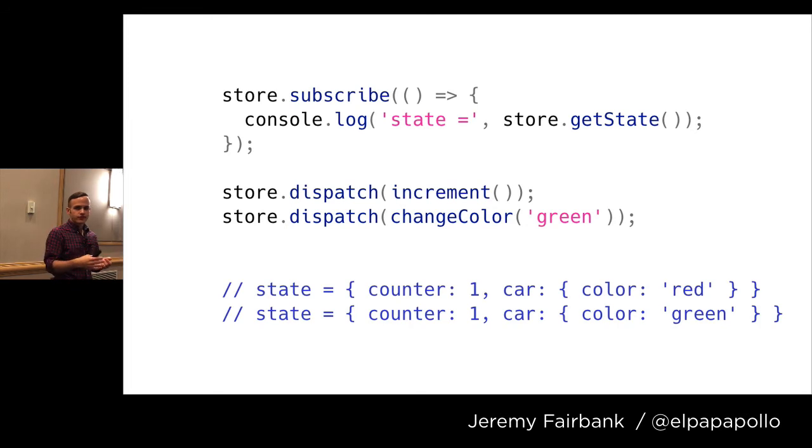So if we played with this a little and we subscribe to the store, we want to dispatch these things. When we dispatch increment, notice that the counter value is going to go from 0 to 1, but the car is going to persist because we used that object spread property. Same thing when we dispatch changing the color. The counter property will stay the same, but we're only going to change the color of the car. So this is how you're going to typically approach doing object state with Redux.